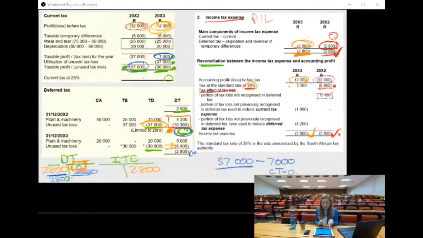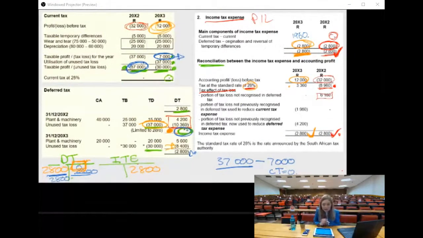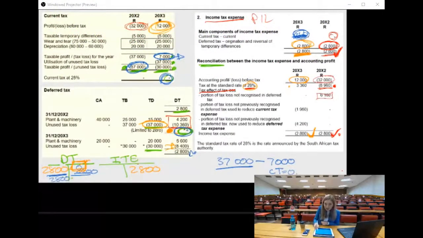Because remember, if I did not have this unused tax loss from a prior year, we would have had an amount there of, I think it's 1960, if I remember correctly. Let me just quickly double check myself. 7,000 times 28%, yeah, 1960. So if we didn't have this unused tax loss from the prior year, we would have had to pay tax on the 7,000, and that would have given us a current tax expense for the current year of 1960. But now we don't. We have a zero. So we used 7,000 of my 37,000 in order not to pay current tax.